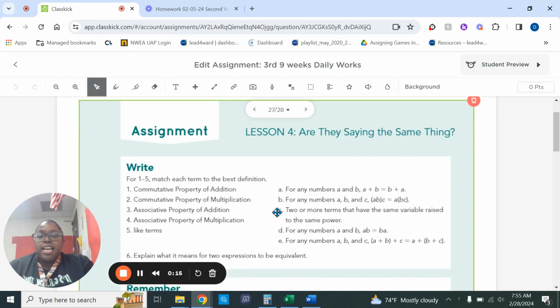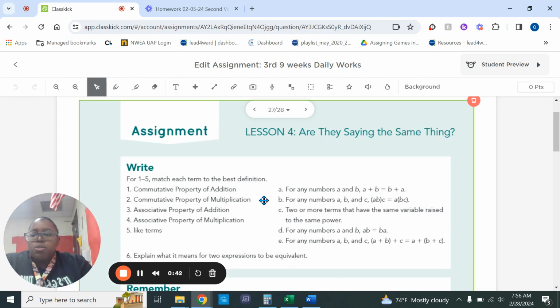So are they saying the same thing? This was another one that was really based on finding equivalent expressions, because the next lessons we would do are based on equations and inequalities, and they are slightly different than expressions, although they have many things in common, as a matter of fact.